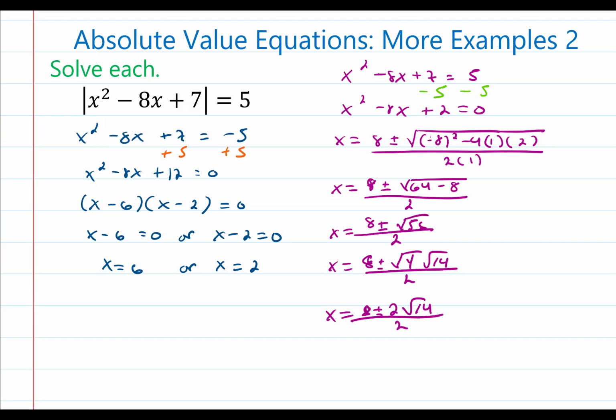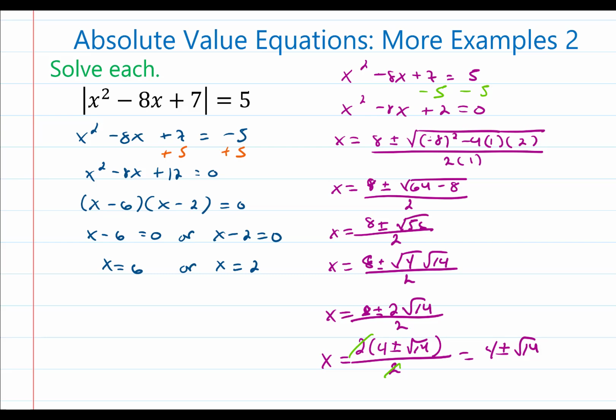Once we've simplified the numerator as far as we can go, we should always try to reduce this fraction. And what we notice is that we have a common factor of 2 in the numerator and denominator. So let's factor out the 2 from the numerator, and that would be 4 plus or minus the square root of 14 as the other factor. And then we can reduce by that common factor of 2, giving us our other two solutions, which would be 4 plus or minus the square root of 14.